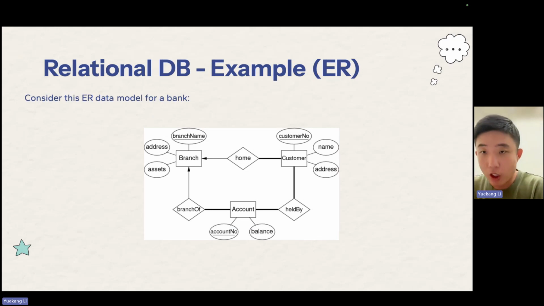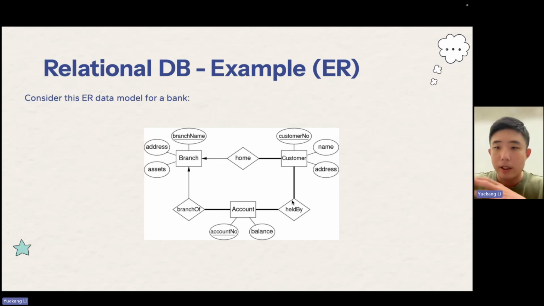Let's have another, more complicated example for a database with multiple tables. Consider this ER data model for a bank. What kind of tables could we have? It's quite straightforward to convert entities into tables, because each entity can naturally become a table. For example, you can build a table called branch, with 3 attributes: branch name, address, and assets. For customer, we can do the same thing.